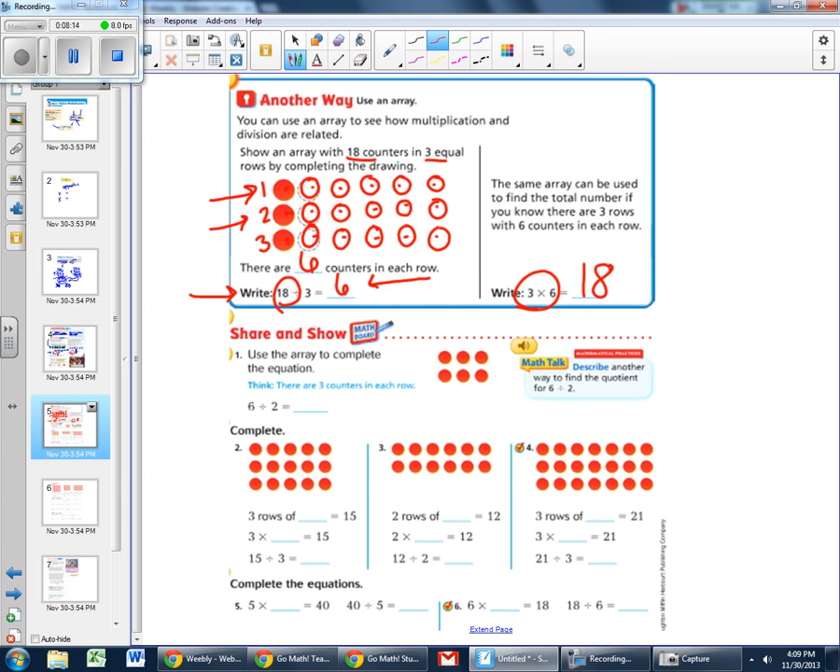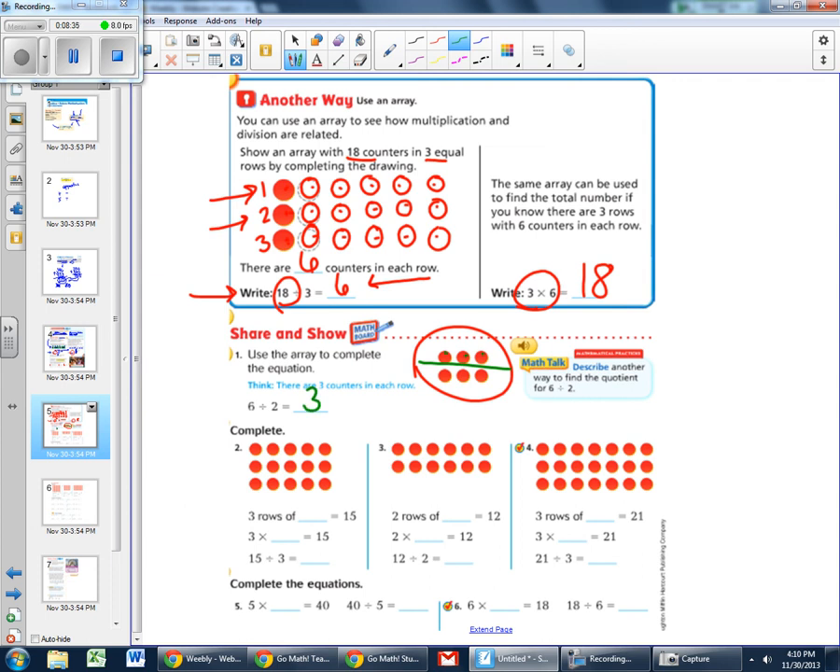Use the array to complete the equation. So here's the array they gave you. Okay, think there are 3 counters in each row. Okay, so 6 divided by 2, you're making 2 groups. How many are in each group? 6 divided by 2 equals 3.